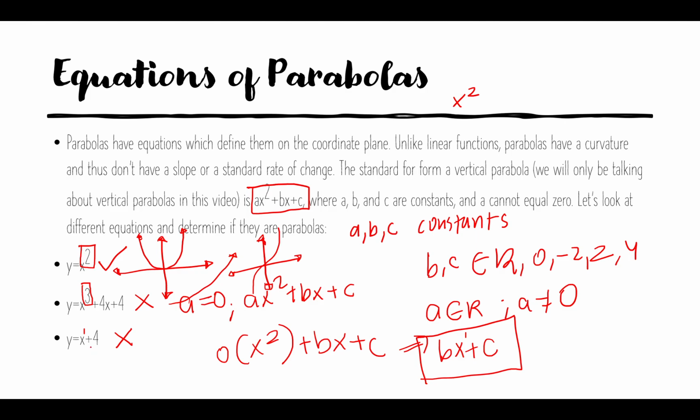We know that the degree is 1 as x to the first is just equal to x, or anything to the first power is just equal to itself. Therefore, this is not a parabola.